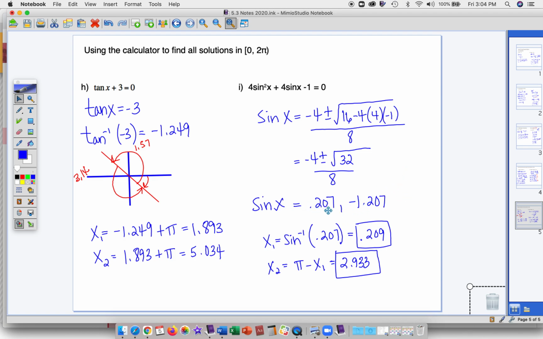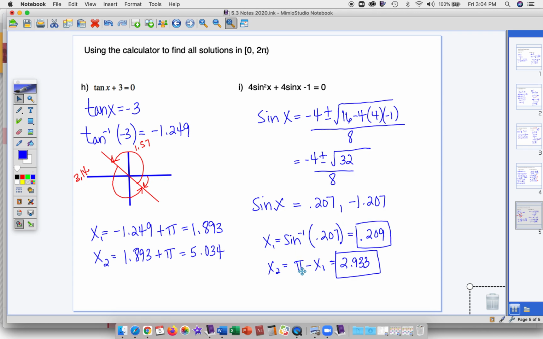Okay, now again, these are function values. This is where it gets confusing because they look like they could be angles, right? But at this point, we still have a function value. So I need to take the sine inverse of 0.207. And look at the angle, it's almost the same. It's 0.209. So again, keep your work nice and neat and organized so that you remember everything is labeled, right? That the sine of x equals this. This is not the x value yet. This is the x value. This is the angle in radian measure.